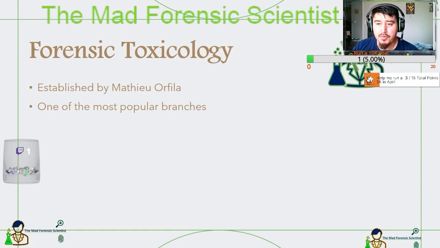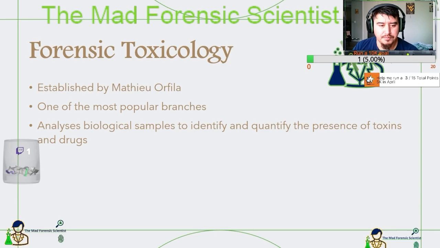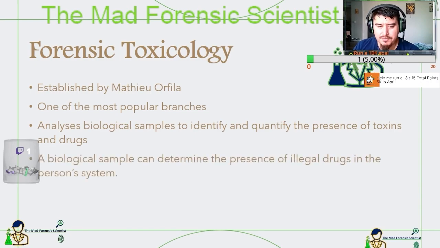So digging into forensic toxicology, as stated earlier, it was established by Orfila. It's one of the most popular branches. When people think of toxicology, often they think of forensic toxicology. And I myself am a board certified forensic toxicologist. It focuses on the analysis of biological samples to identify and quantify the presence of toxins and drugs in these biological samples. So a biological sample can determine the presence of illegal drugs in a person's system.